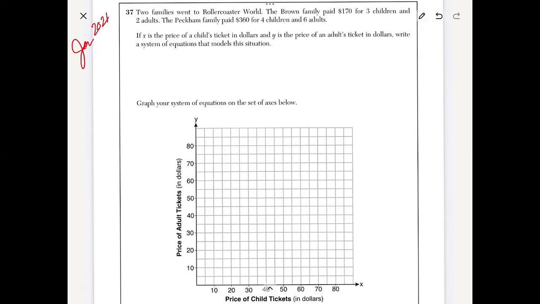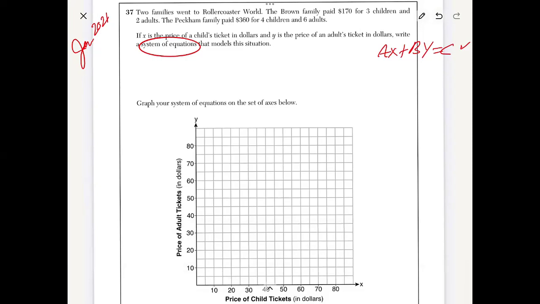We know we're going to be writing a system of equations. They're going to be linear. They're going to be in standard form, AX plus BY equals C. That's just the format generally. It's either going to be standard form or it's going to be slope intercept form. But this one doesn't give us a slope. It just gives us some prices for adults and children. So let's come up with two equations.